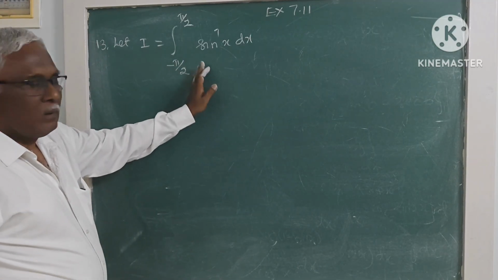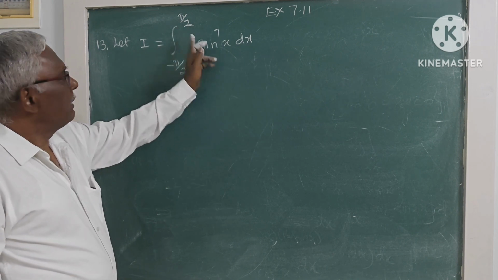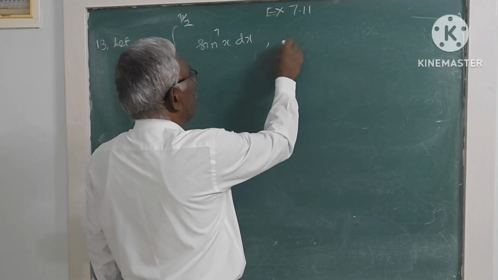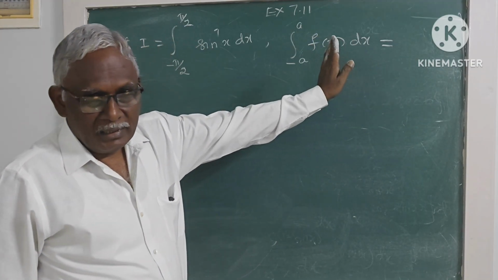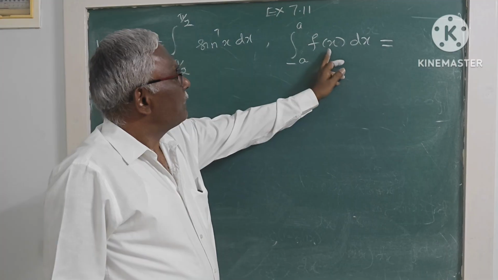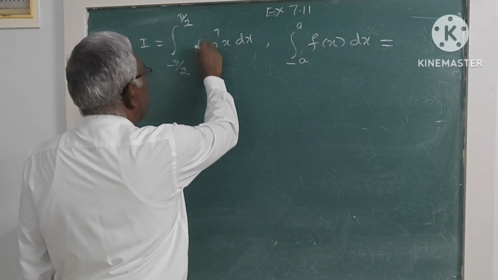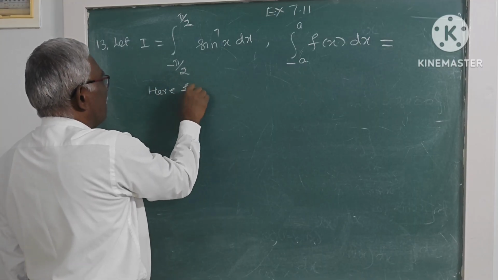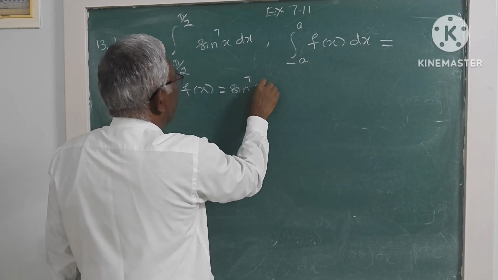What form is this one? This is in the form of the integral from minus a to plus a of f of x dx. It is 2 times the integral from 0 to a of f of x dx if f of x is an even function. If it is an odd function, that will become 0. Here f of x is what? Here f of x is sine power 7x.